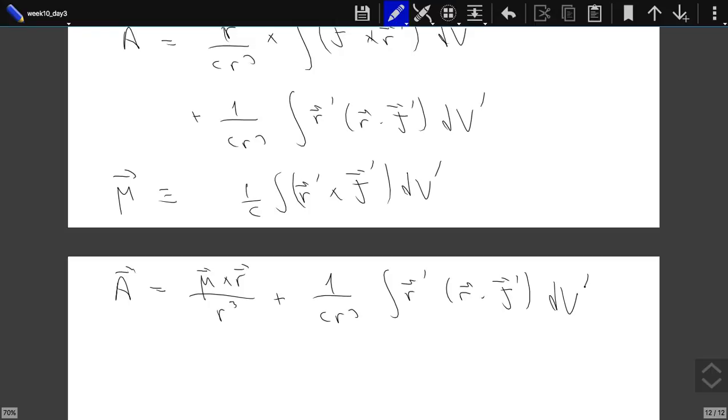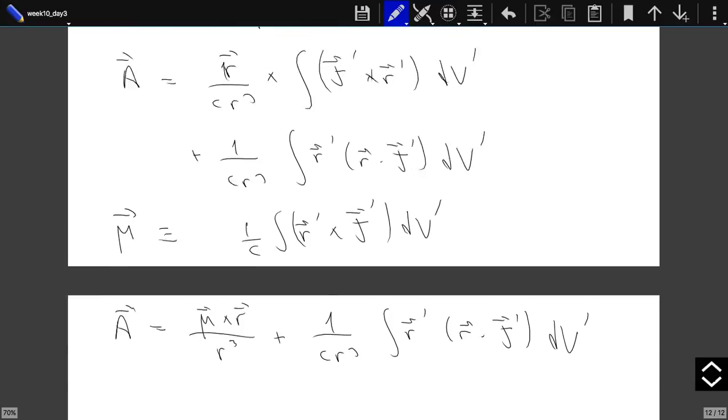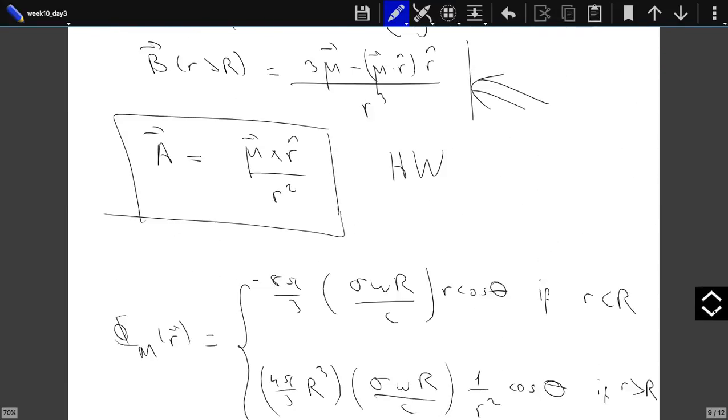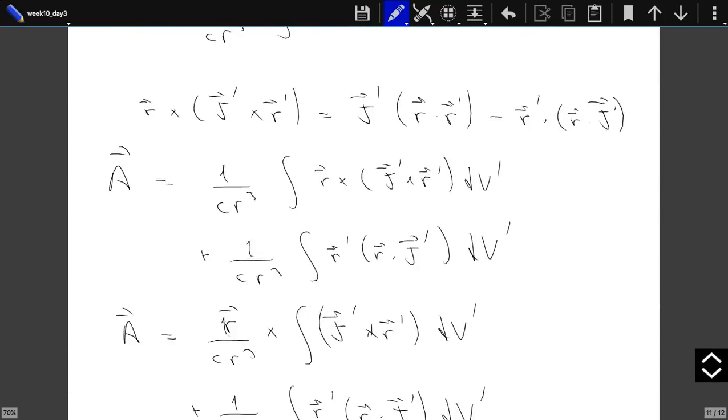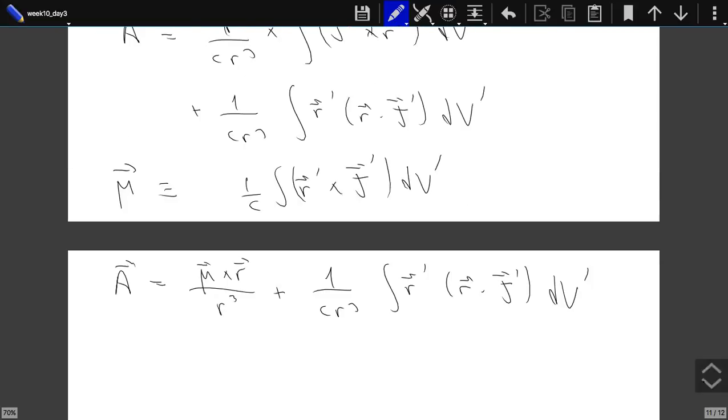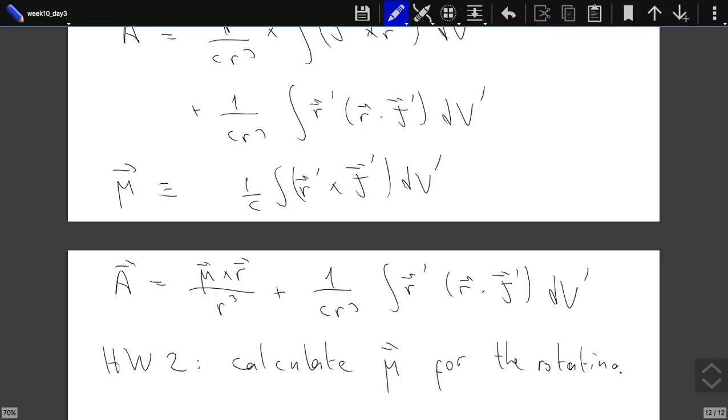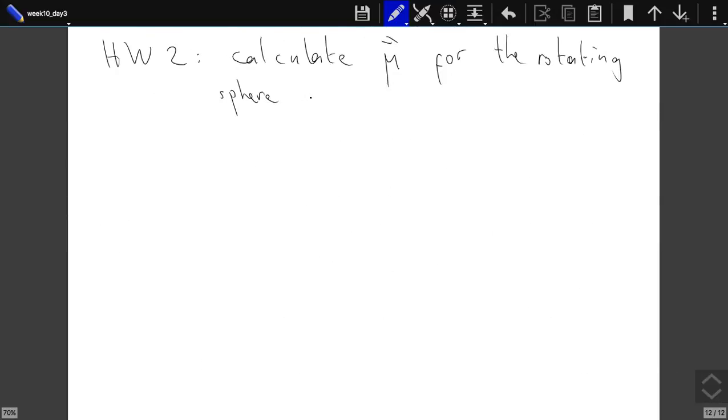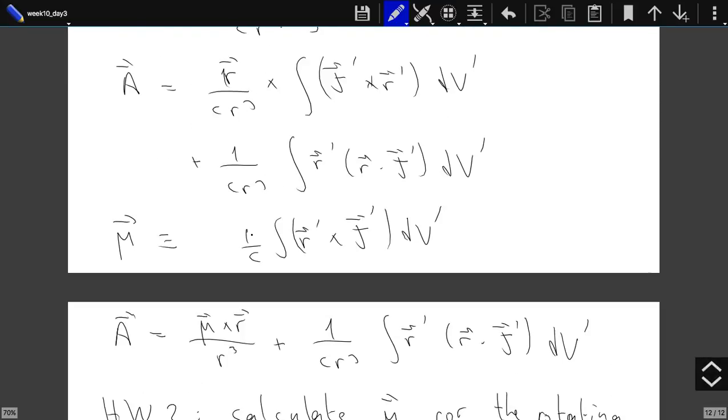Now the first term is what we call the magnetic dipole contribution to the vector potential. In fact, that is what I had claimed in our previous example. That's R hat over R squared. This is R over R cubed. So your homework 2: calculate mu for the rotating sphere example. Well, there will be an easier way than just trying to evaluate this integral. We will discuss it after we show that that second term over there is 0.